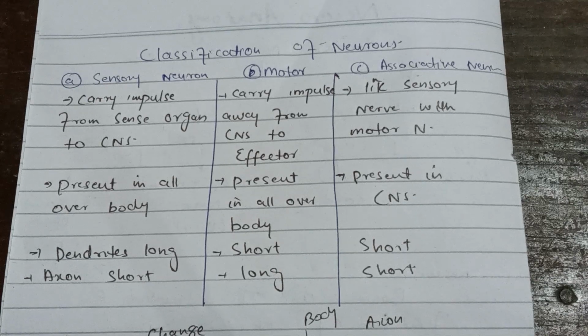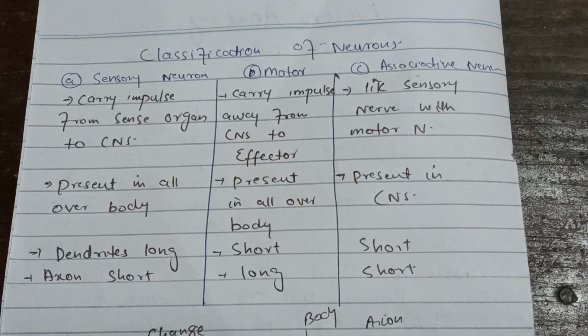These neurons are classified. This is the functional classification of neurons. There are three types of neurons: sensory neuron, motor neuron, and associative neuron. Sensory neurons carry impulses from sense organs to the CNS. Motor neurons carry impulses away from the CNS to effectors. The effectors are muscles and glands in our body. Associative neurons link sensory neurons with motor neurons.